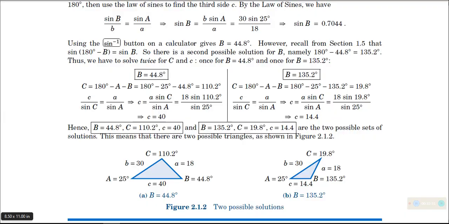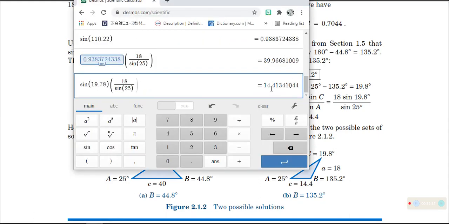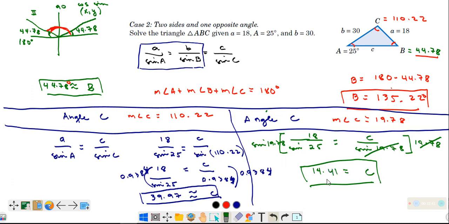Now, tingnan natin sa aklat kung parehas sila ng sagot. Yes, 14.4 ang sagot. So, meron din tayong 14.41. Okay? So, this is the end of our discussion for case number 2.